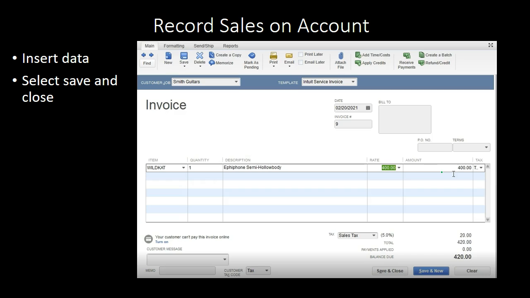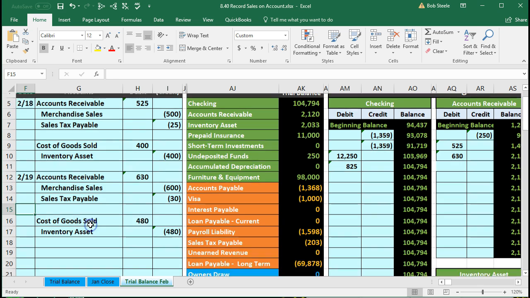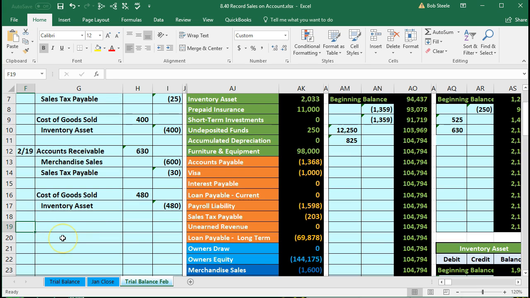When we just populate this nice easy input screen, it would also credit or increase the sales tax payable by the 20 and record the reduction in inventory, in this case of the Epiphone Semi-Hollow, the Wildcat, and record the related cost of goods sold by amounts that we don't see here on the invoice, but that QuickBooks knows by the fact that we have an item here, amounts that we will see and figure out as we record this in Excel. Back to Excel, we're going to record this information in F19.